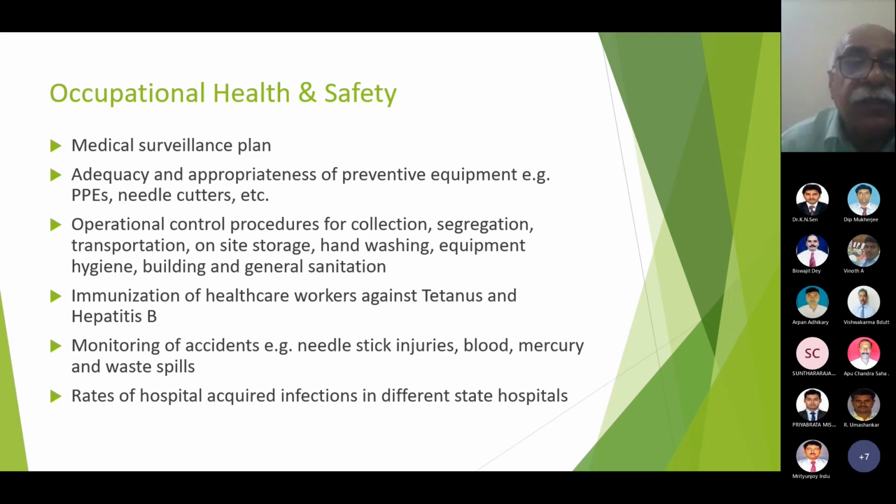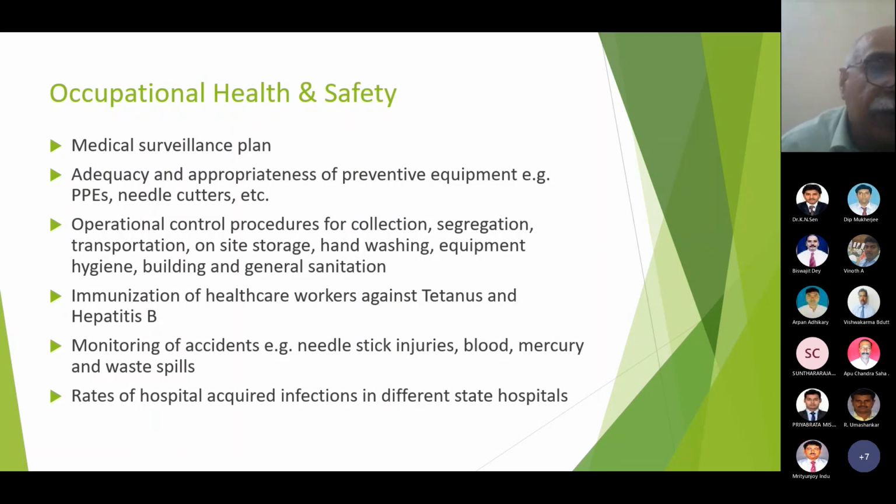Then there have to be operational control procedures for collection and segregation of the waste, transportation of the waste, how it is to be stored on site, hand washing procedures, equipment hygiene, building and general sanitation, etc. So all these require safe work practices. And those procedures have to be very clearly defined. That is another thing that has to be there.